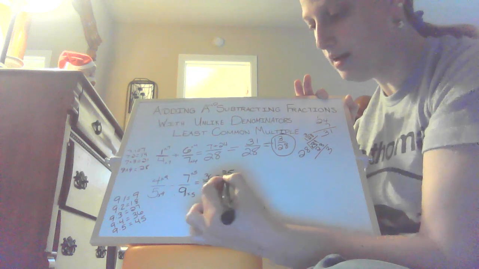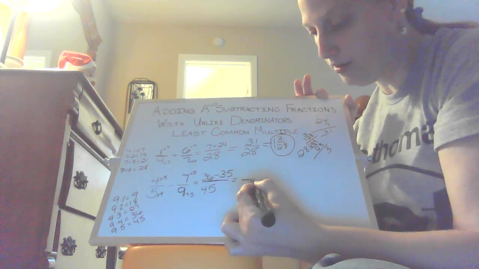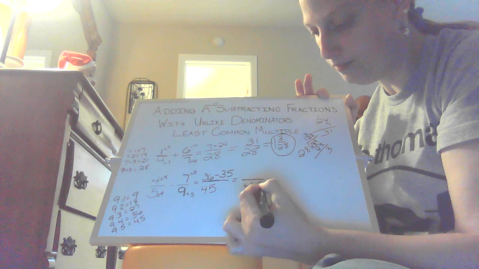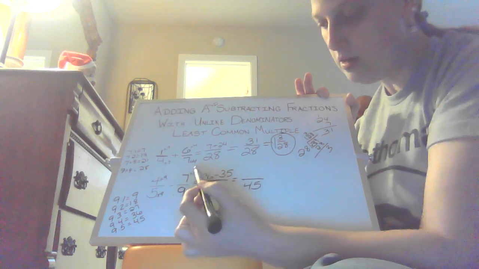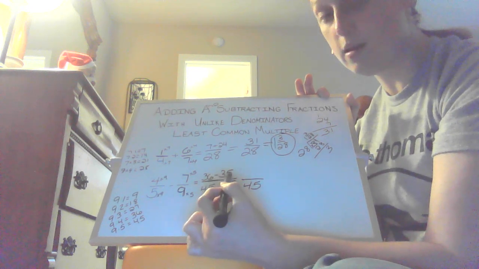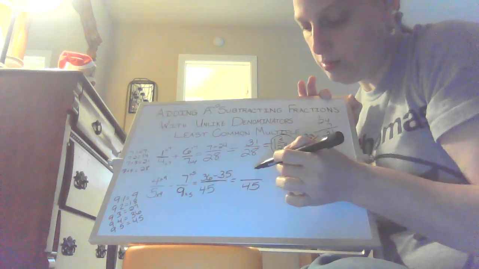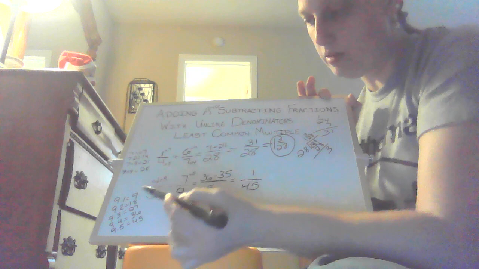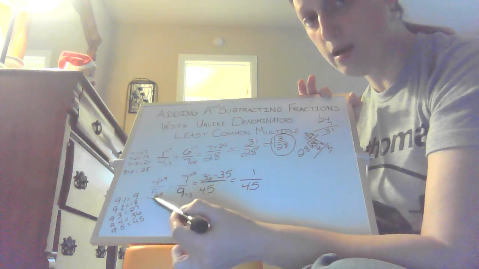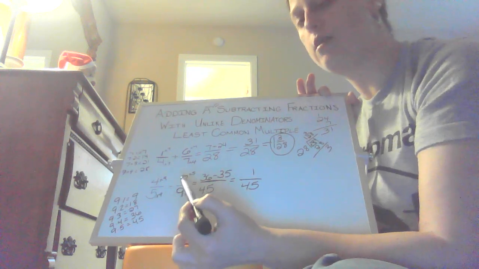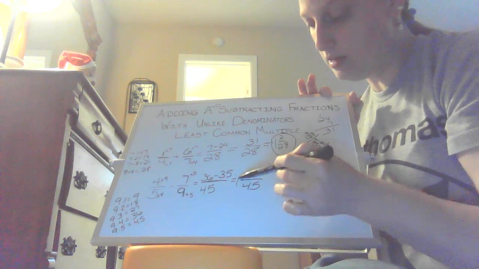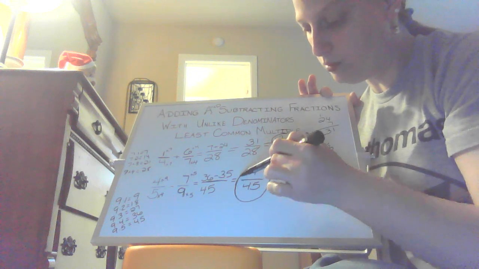So now let's bring our denominator over one more time, which is 45. And then we're going to subtract 36 minus 35, which we know gives us 1. So it's going to be 1/45 is going to be the answer to 4 over 5 minus 7 over 9 using the least common multiple method.